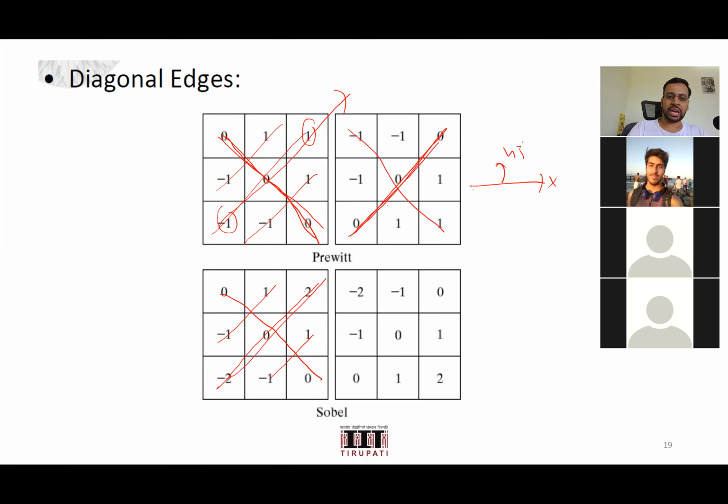So this is one diagonal, right? Same here, this is your edge. You give double the weight here: minus 2, 2, minus 1, 1, minus 1, 1. Is that clear to everyone, the diagonal edges also?